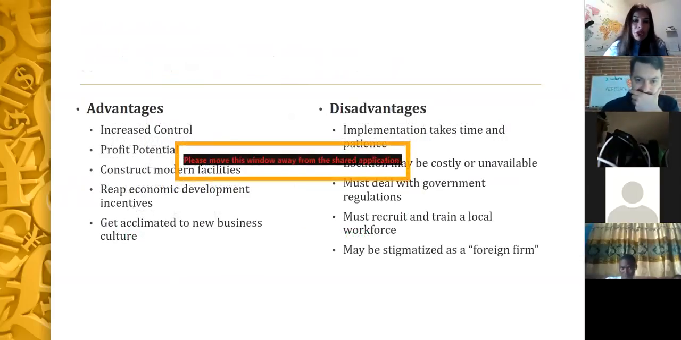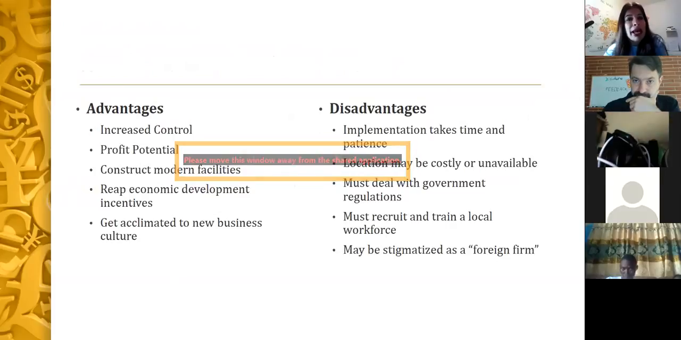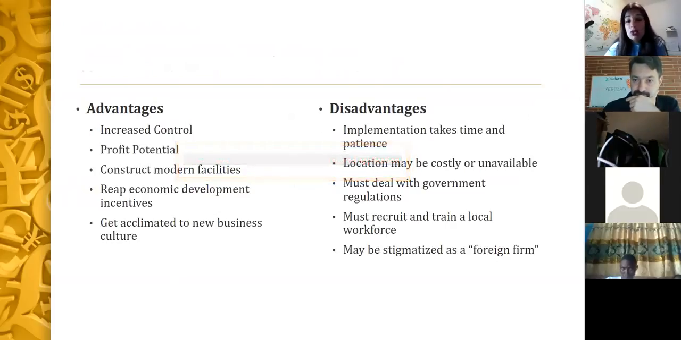Advantages: full control, 100% control of the company. You have 100% control over your profits. You are able to modernize operations in the foreign markets. And as I said, most of the time the foreign governments encourage FDI, and you might even get some benefits from the foreign governments if you decide to do a greenfield investment there.